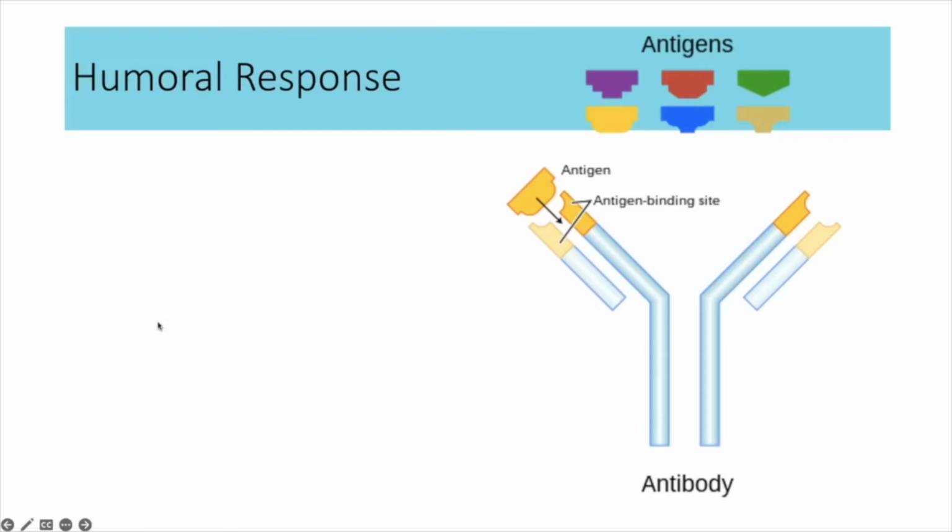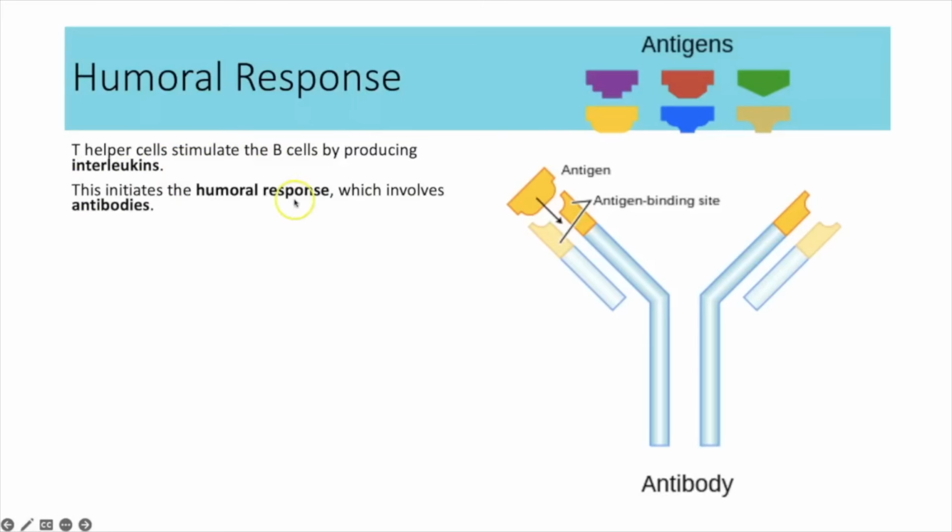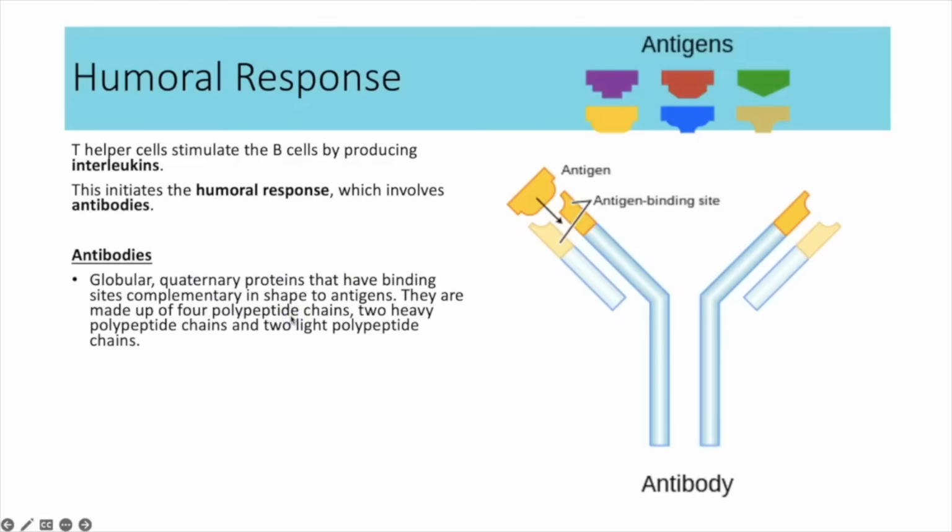further damage. So next we move on to the role of the B cells, the B lymphocytes, and they are involved in the humoral response. So the T helper cells, we just said, in the cell-mediated response, some of the T helper cells will release interleukins, which stimulate the B cells. And that's what initiates the humoral response, and this is the response that involves antibodies. So let's just have a little look at what an antibody is.